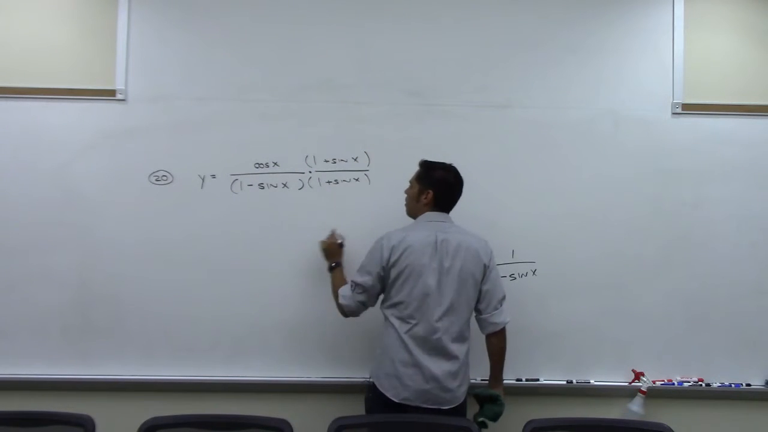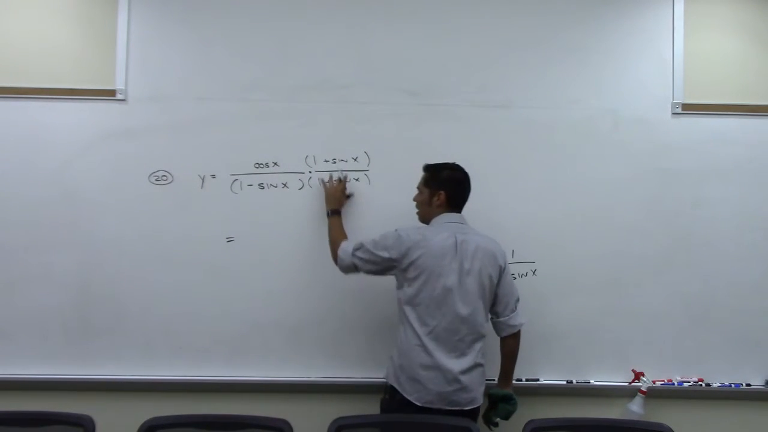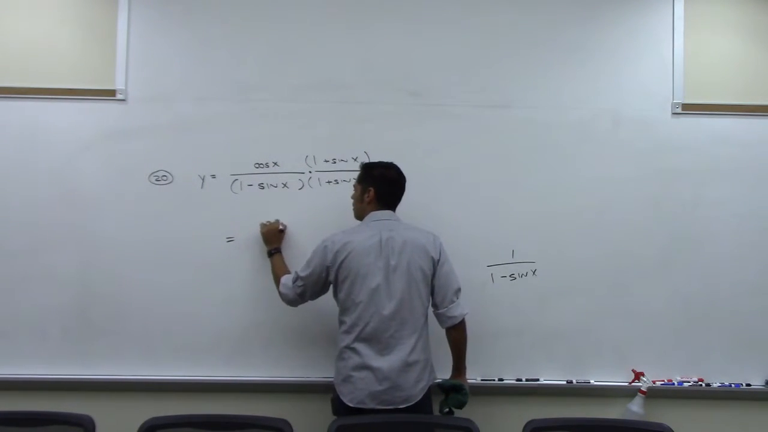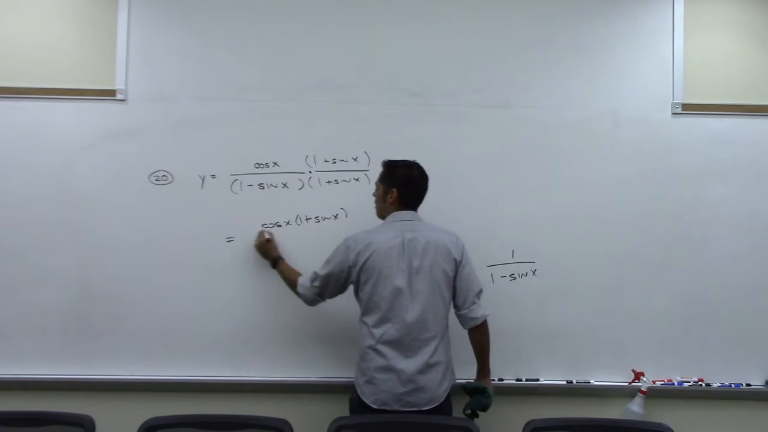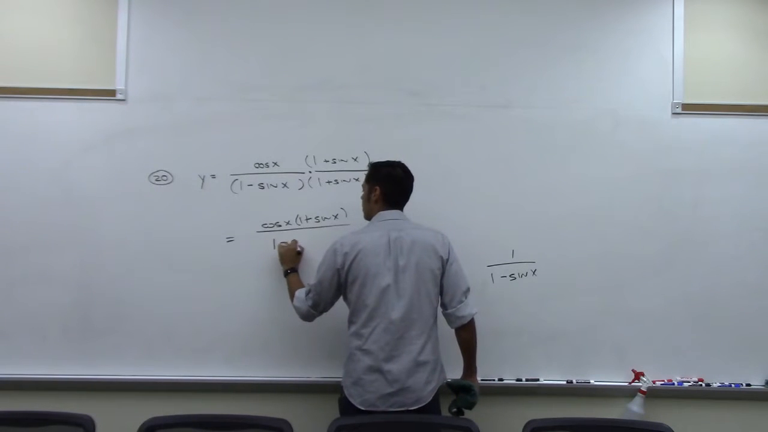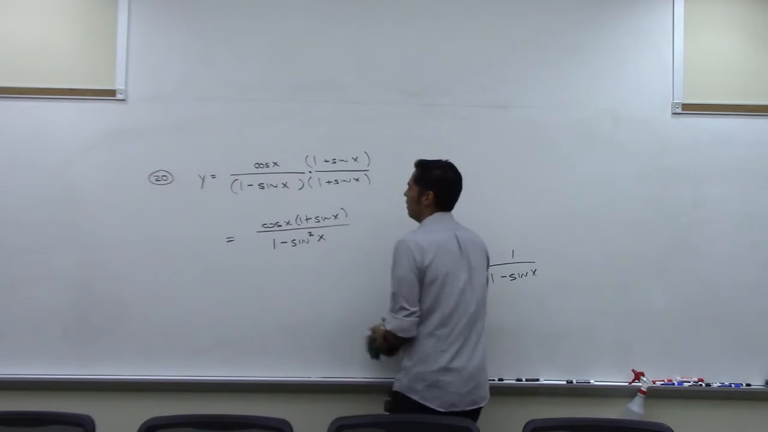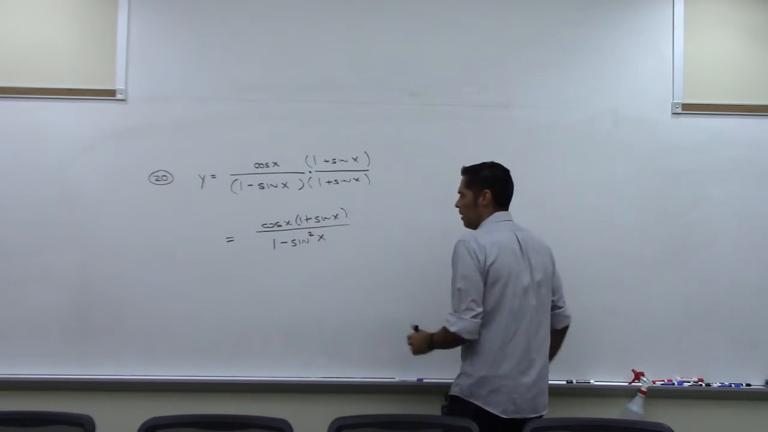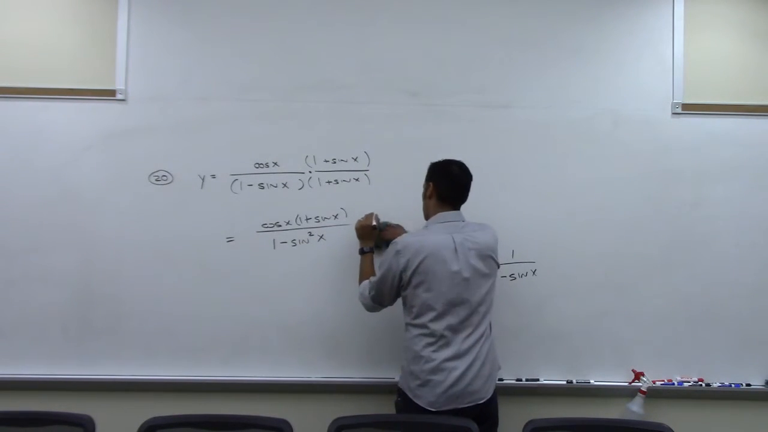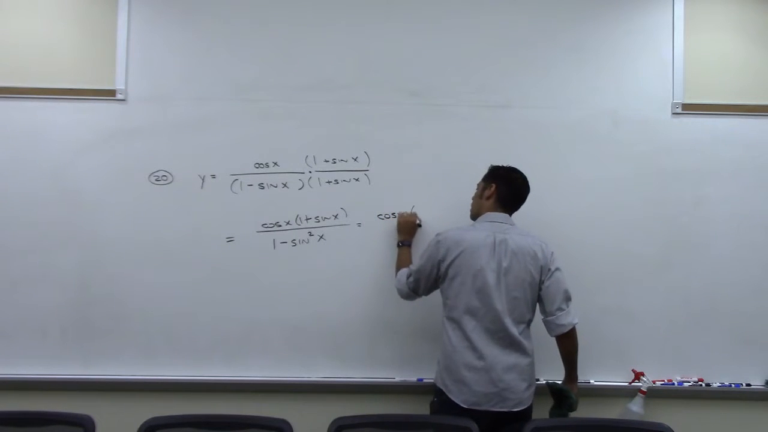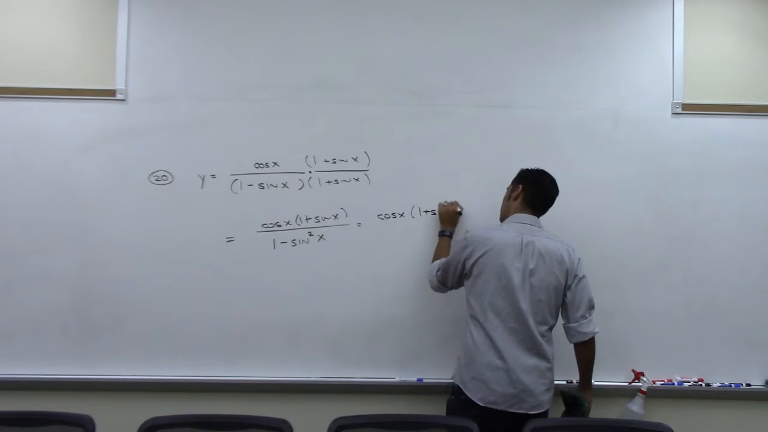If I multiply this through, I did like a conjugate. On the top, I get cosine x times 1 plus sine x. And on the bottom, I get 1 minus sine squared x. That's what happens when I do that. And 1 minus sine squared x, well, that is cosine squared x, isn't it?